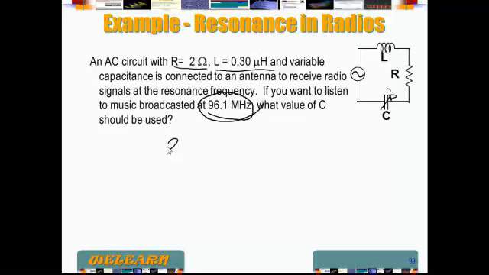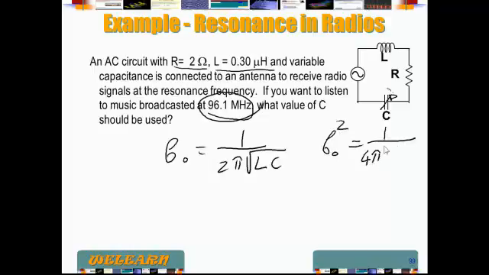Remember the expression that we just discussed? F0 is 1 over 2 pi square root of LC. So in this case, we are solving for C. So we need to square both sides. F0 squared is going to be equal to 1 over 4 pi squared LC. And we solve for C, then my C is equal to 1 over 4 pi squared L times F naught squared.